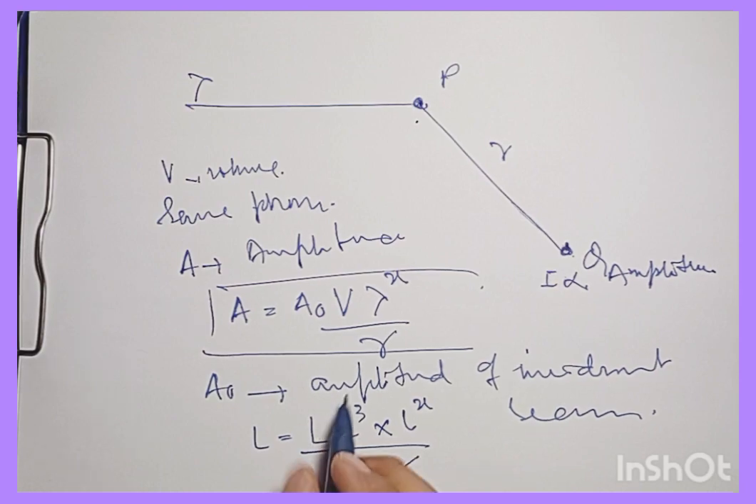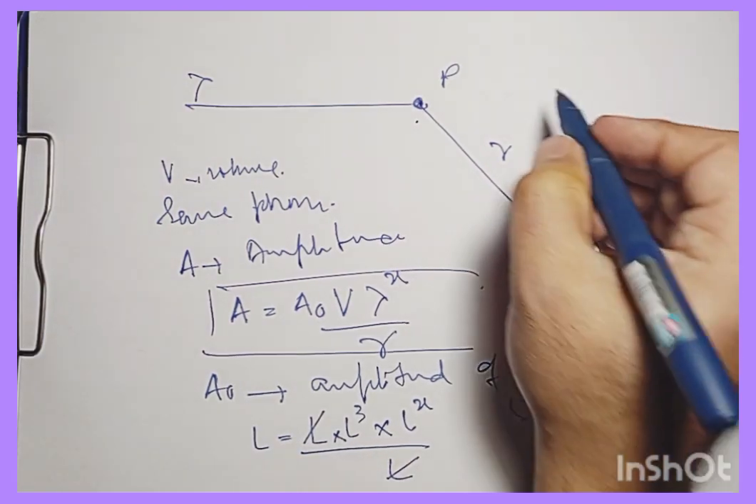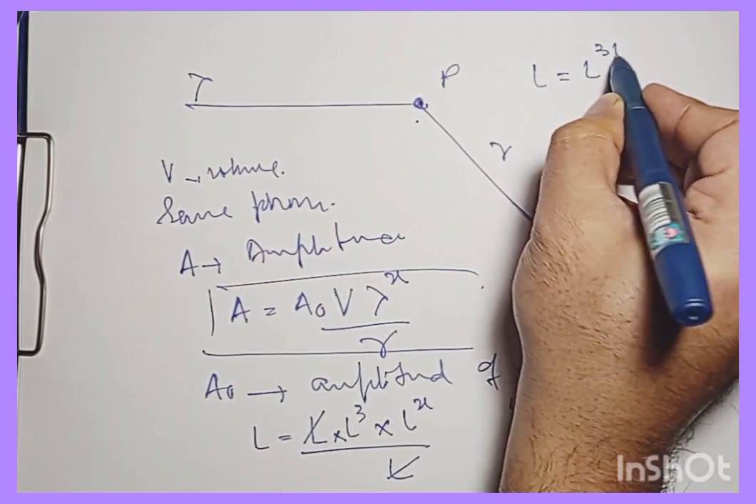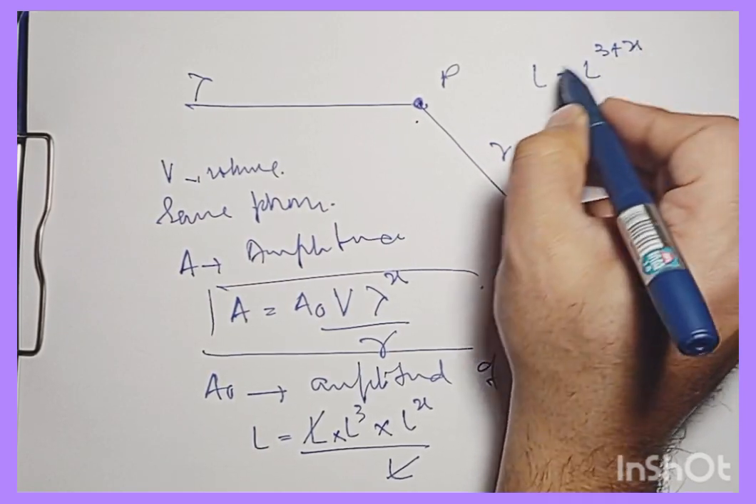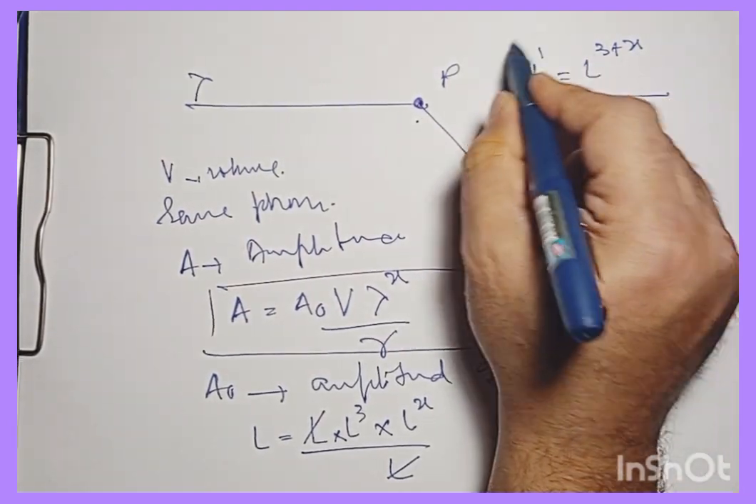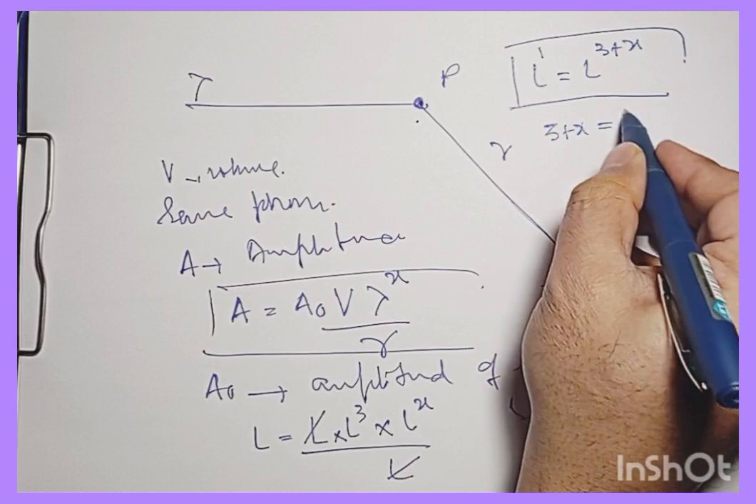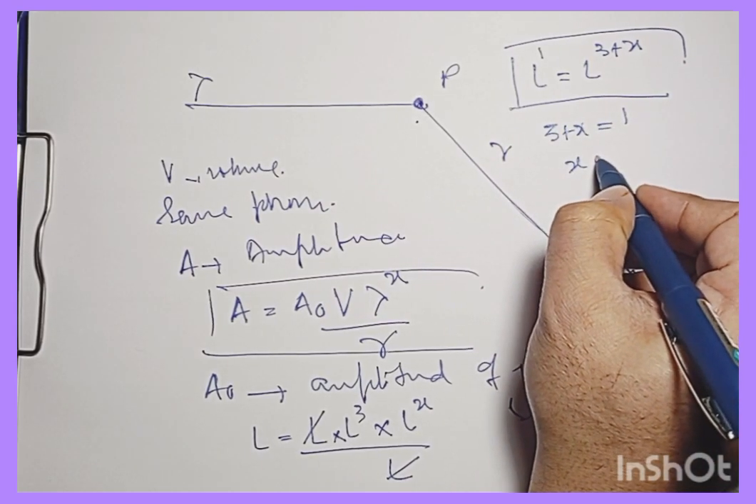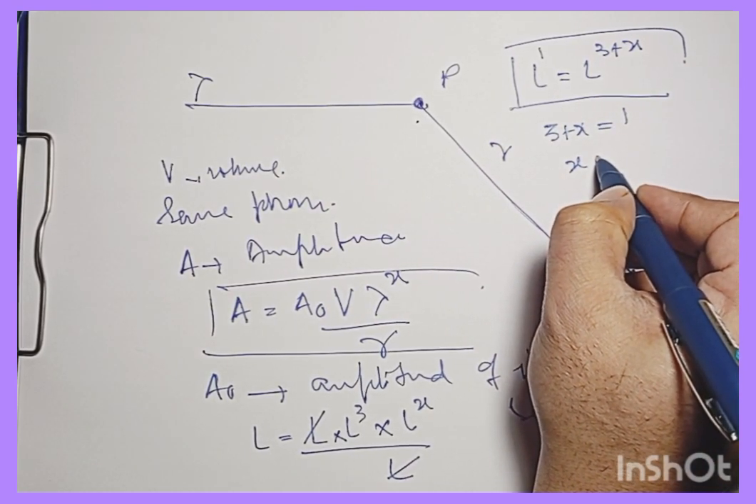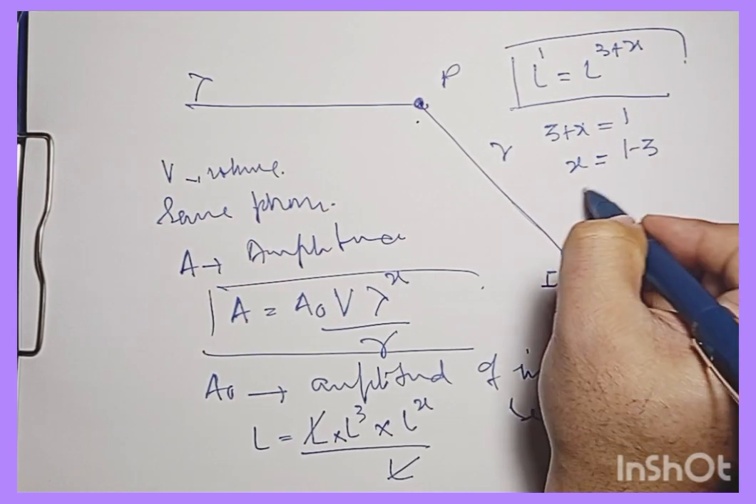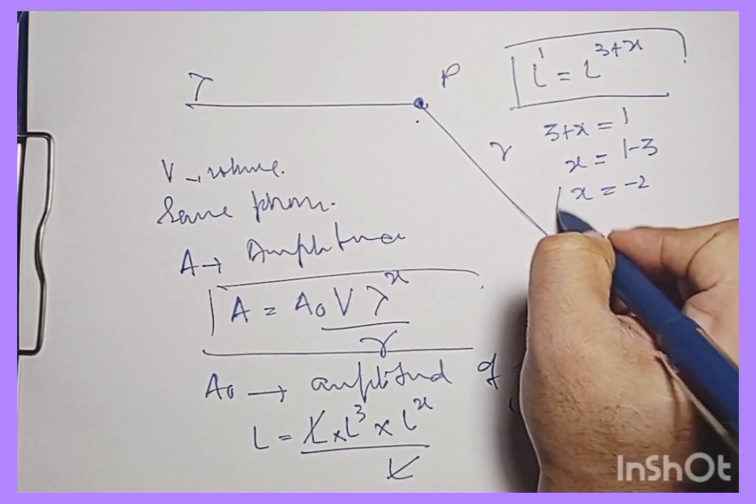So this L and L can cancel. What I will have is L is equal to L raised power 3 plus x. And the power of this L is 1. I can find 3 plus x is equal to 1. So x will be equal to 1 minus 3, and this x will be equal to minus 2.